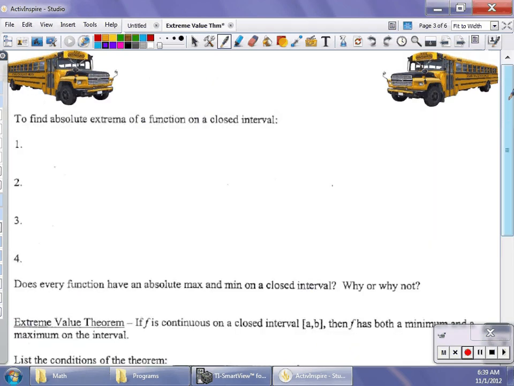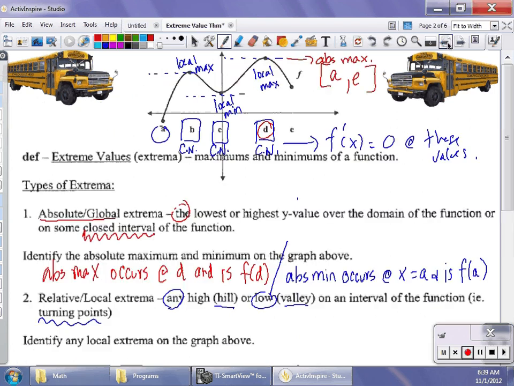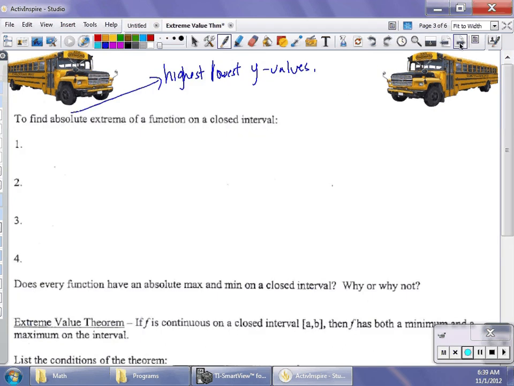All right, now let's get back to extreme values. Remember, the absolute extreme value, what we're looking for is the highest and lowest y values. And if you look back at our graph over here, the highest y value occurred at a critical number. The lowest y value occurred at an endpoint. And that's important for identifying local extrema of a function.